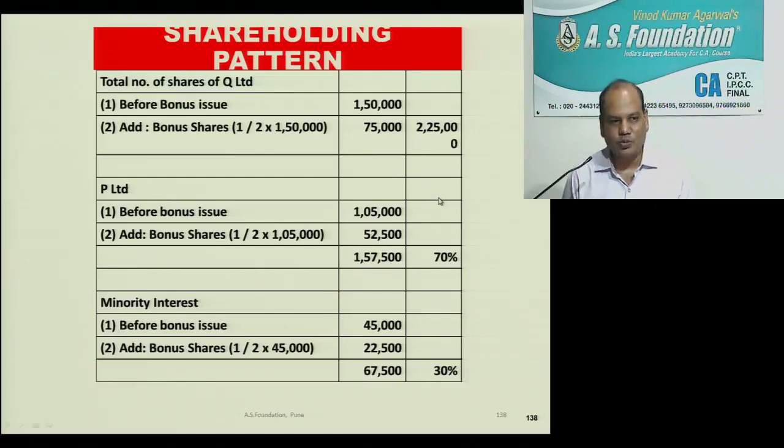157,500 divided by 2,25,000 gives 70%. Minority interest before bonus issue 45,000. Add bonus share 22,500. Total in the same column 67,500. Total in the outer column 30%. You can see that the percentages have not changed. Have the percentages changed? Say no.